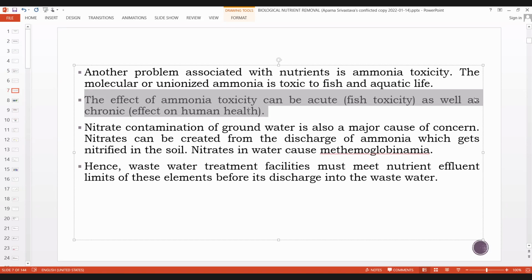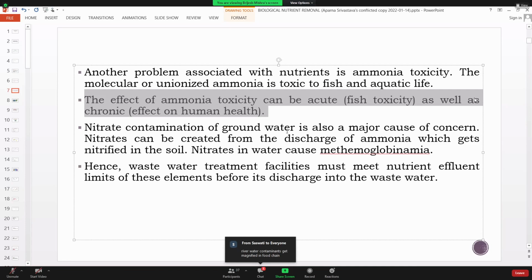Write in the chat box. You can write in the chat box. Tell me. Why in river water is the concentration limit 10 milligram per liter, but in drinking water it is 45?